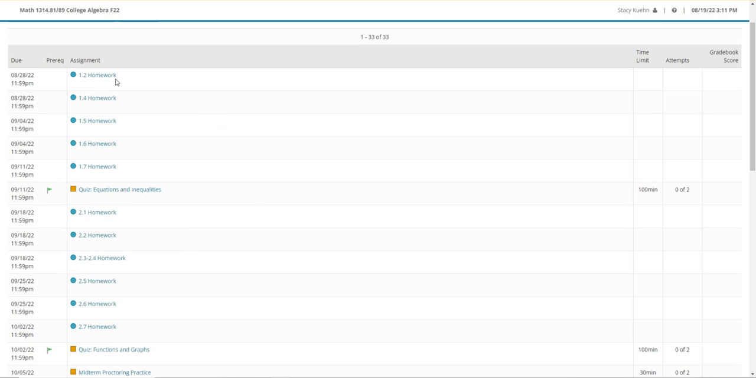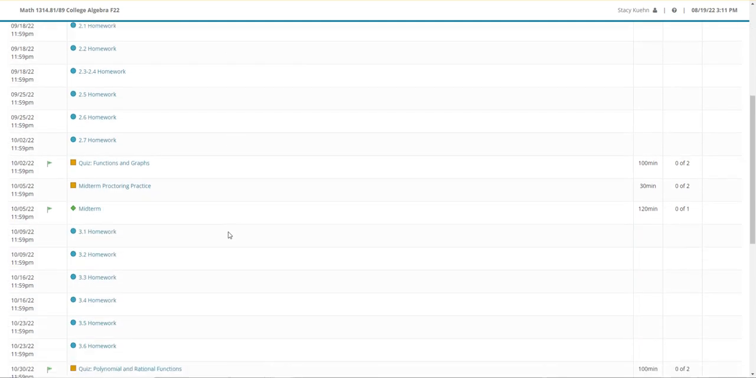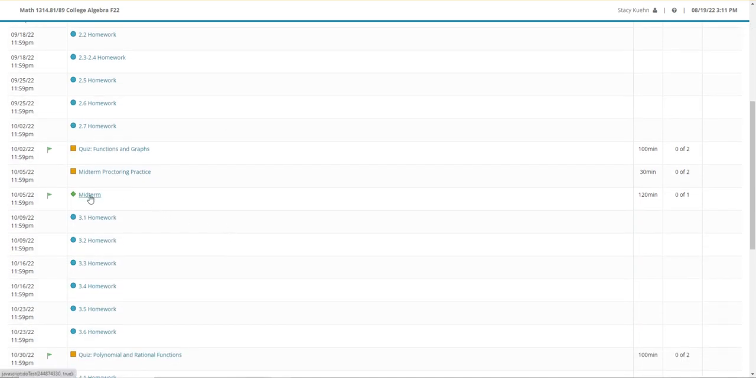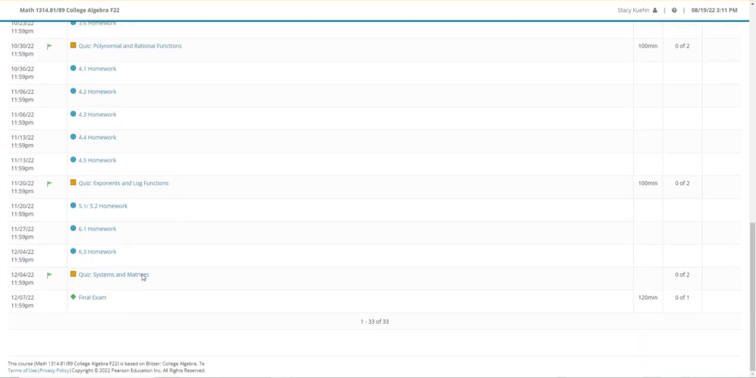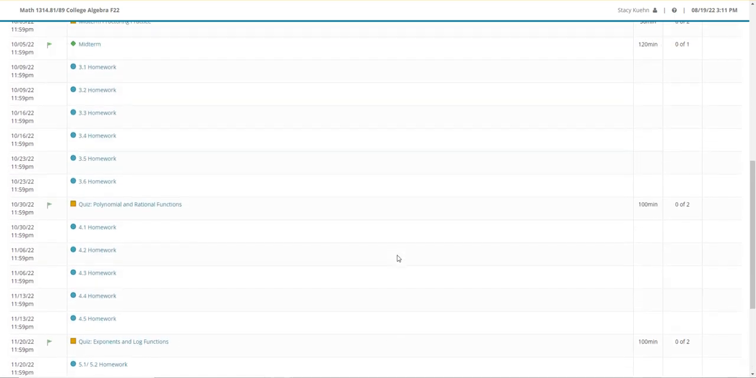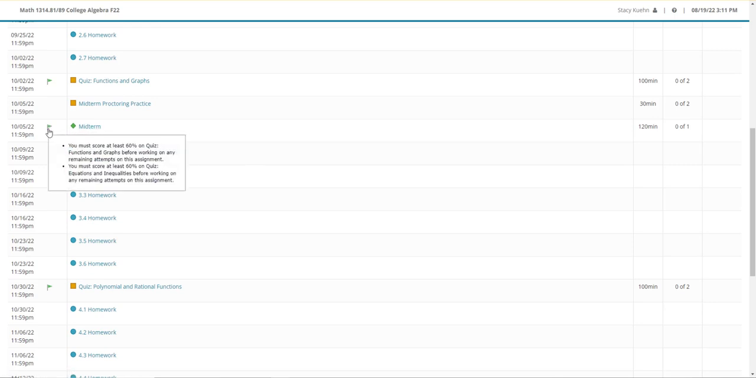So other than the blue circled homeworks and the orange squared quizzes, you'll also notice in here that there is a midterm as well as a final exam. The midterm and the final exam have prerequisites that must be met on them as well. In order to take the midterm, you have to make a minimum of 60 on each of the two quizzes that lead into the midterm, so the previous materials quizzes. You'll notice that there is also a time limit for this midterm, and you only get one attempt at the midterm.